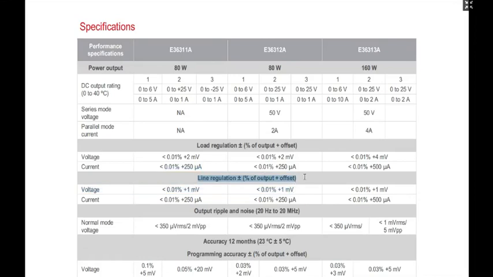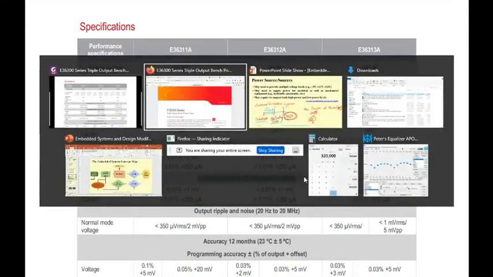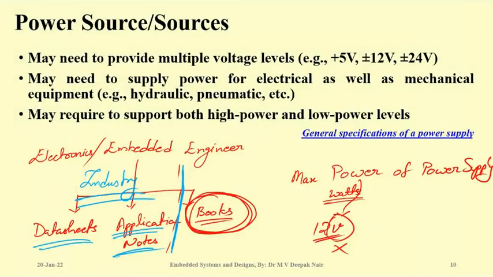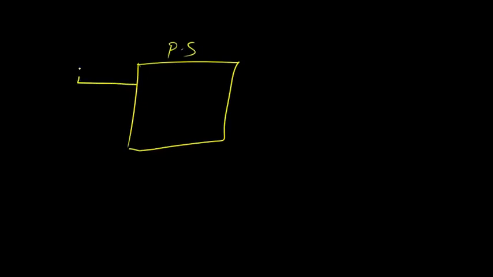Similarly, line regulation. Line regulation means you are expecting 80 watt, but assume the source itself is not providing you 80 watt. What does that mean? It means all the story will work only when this power supply is connected to your main supply. How much is the maximum power that you can extract from your main supply, which is provided by the government?